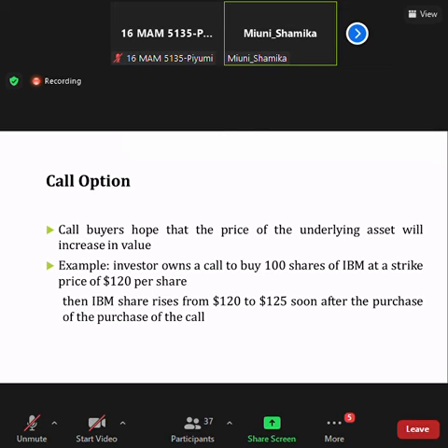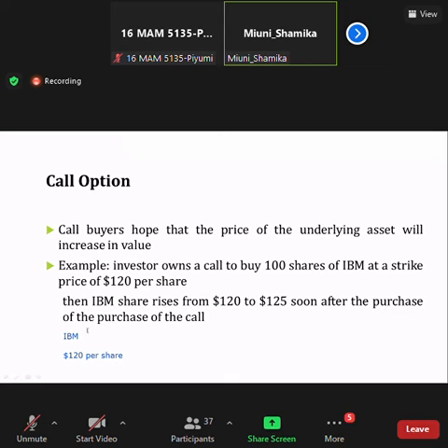Call buyers hope that the price of the underlying asset will increase in value. So, for example, an investor owns a call to buy 100 shares of IBM at a strike price of 120 per share. Then the IBM share rises from 120 to 125 soon after the purchase of the call. Simply, why do I buy an option? There is an option for IBM shares, right? The strike price is $120 per share. This is the option. Why should I buy this option? I should buy this option if I think the price will further increase.